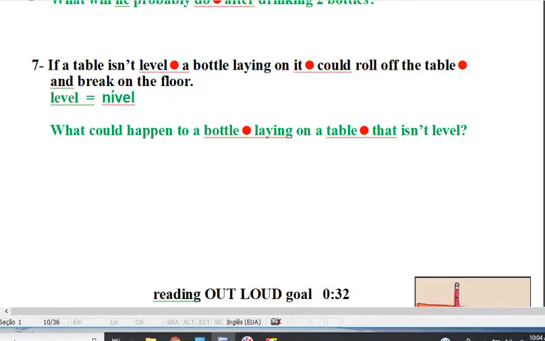Question: what could happen to a bottle laying on a table that isn't level? Well, if a table isn't level, a bottle laying on it could roll off the table and break on the floor.